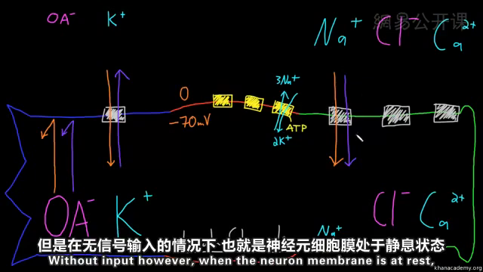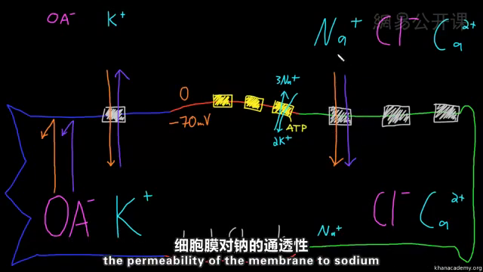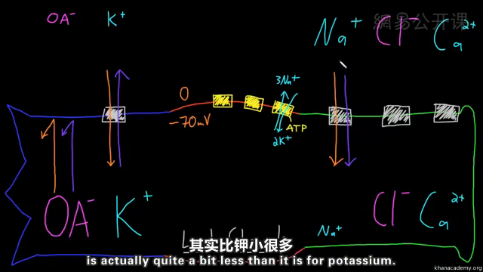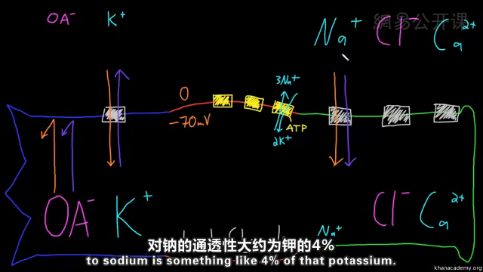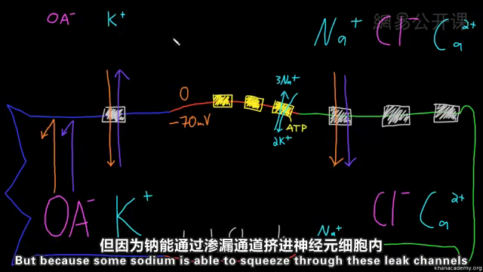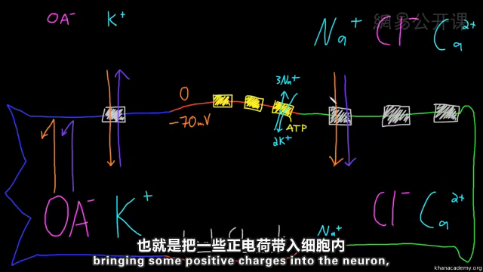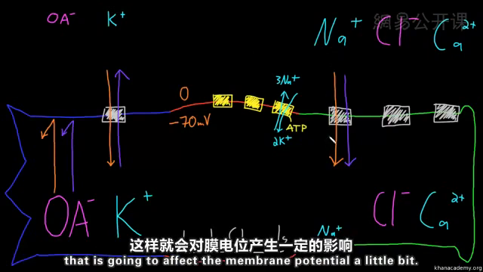Without input, however, when the neuron membrane is at rest, the permeability of the membrane to sodium is actually quite a bit less than it is for potassium. In fact, the permeability of the resting neuron membrane to sodium is something like 4% of that of potassium, so quite a bit less. But because some sodium is able to squeeze through these leak channels, bringing some positive charges into the neuron, that is going to affect the membrane potential a little bit.